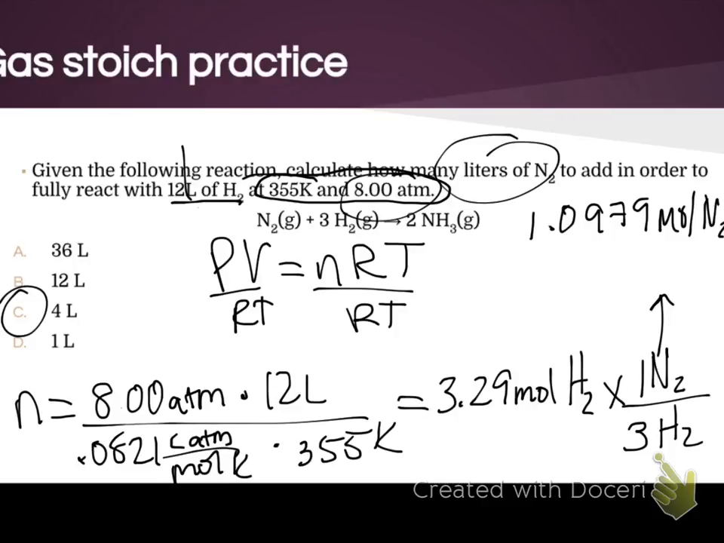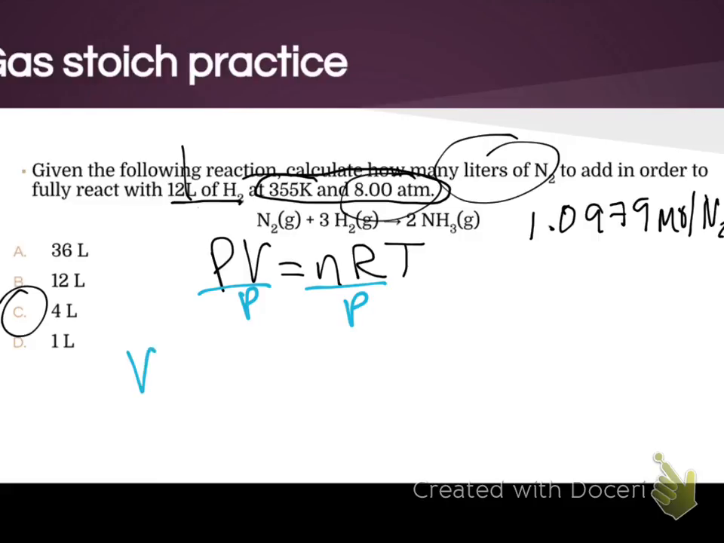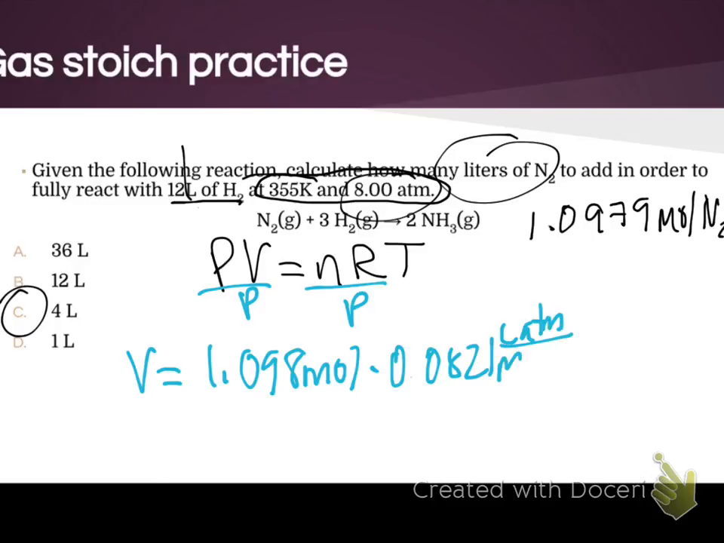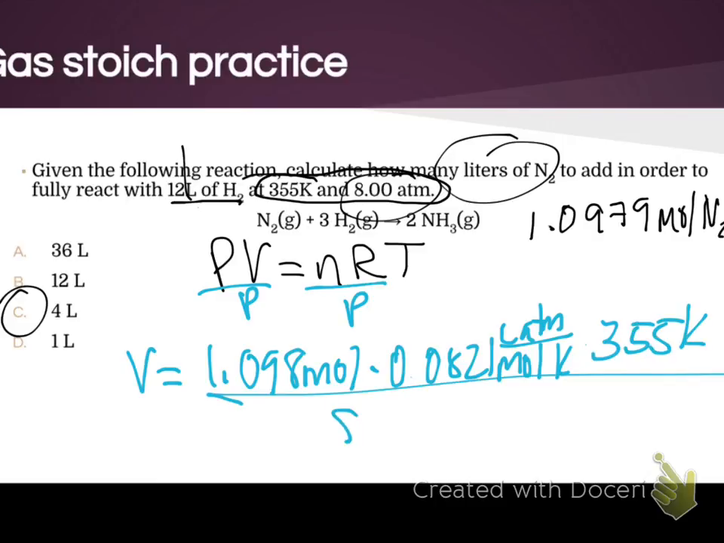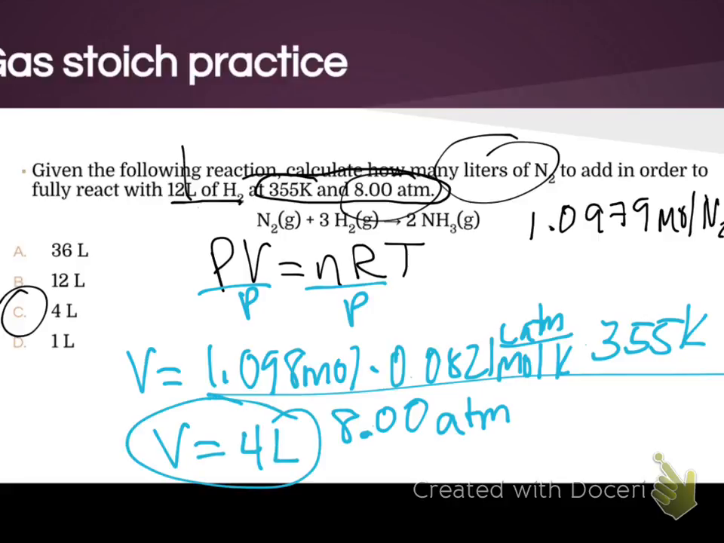So this time, instead of dividing by RT, I think what we want to do is divide by P. Okay, so I'm going to clear the bottom out. All right, so we get the volume equals 1.098 moles times R times T, which is still 355. All of that divided by 8 atmospheres. And so if we put all this in the calculator, we find that the volume is 4 liters again.